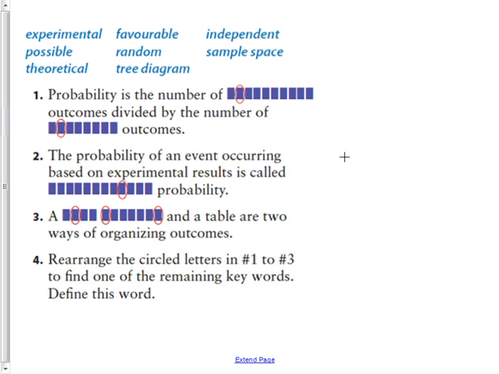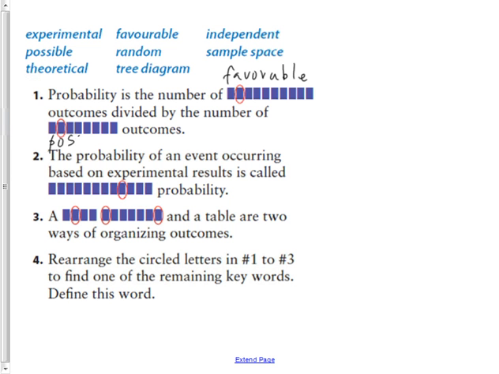Instead of a blank, they actually told you how many letters it was, so it's pretty easy. Probability is the number of blank outcomes divided by the number of blank outcomes. Jesse, what's the first word for that? Favorable. Favorable. Did I already make a video of this? I don't think so. And what is the next word, Jesse?